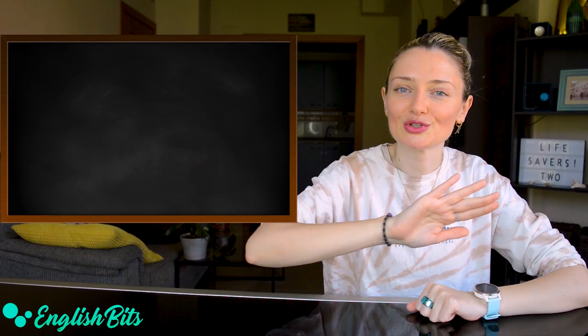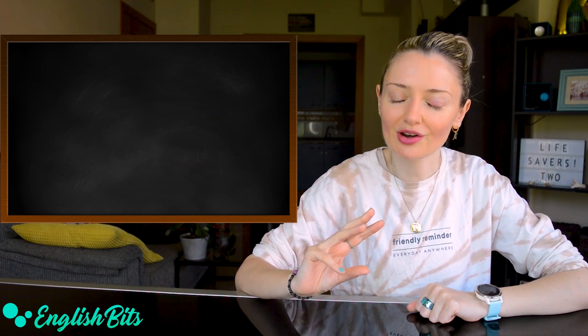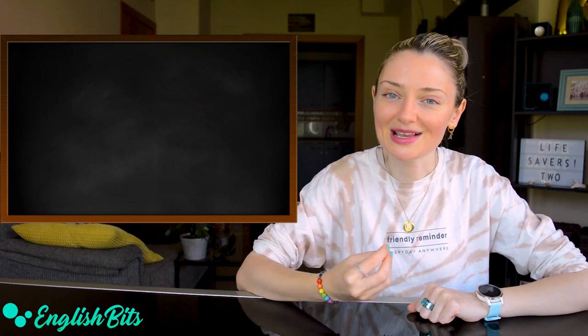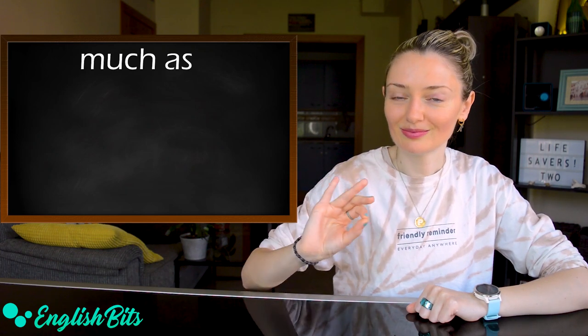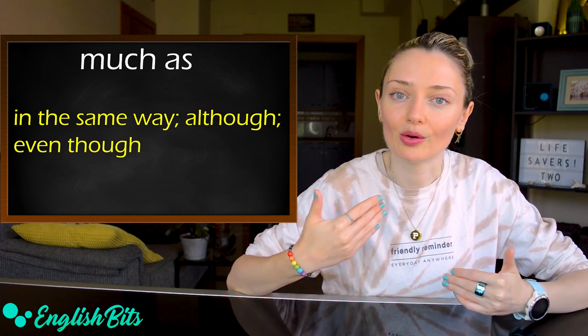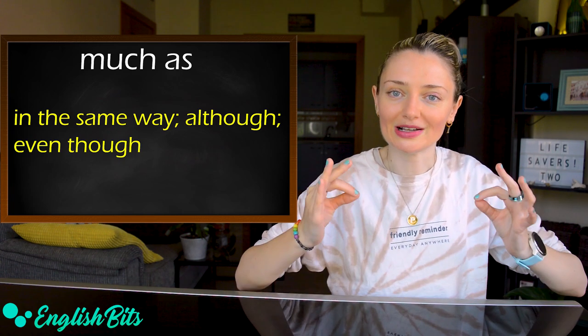And now let's move on to our second grammar structure. We can start our sentence in a different way by saying much as. It means in the same way, although and even though. And now let's look at 5 examples.